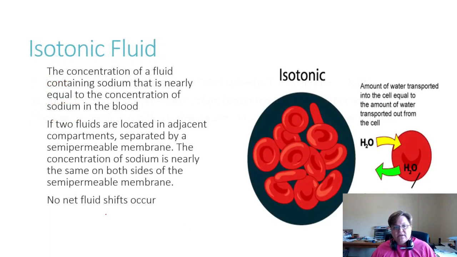Oh, here's another example of this concentration of fluid. So if I have an isotonic solution where the concentration of fluid is nearly equal to the concentration of the sodium in the blood, then if you put the two fluids next to each other with that semi-permeable membrane between them, the concentration is almost identical on either side, so we don't have any net shifts that occur. So the amount of water that moves into the cell is the same as the amount of water that moves out of the cell. They're equal.